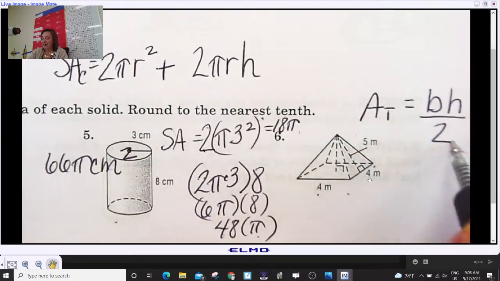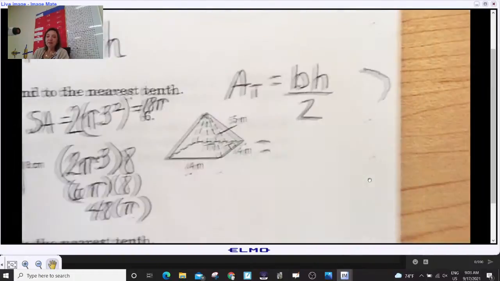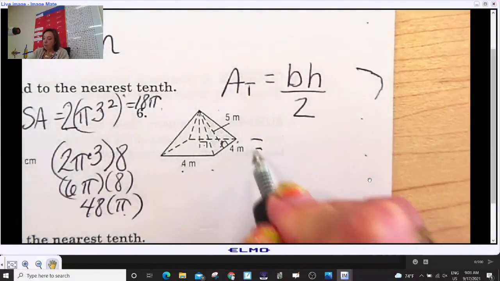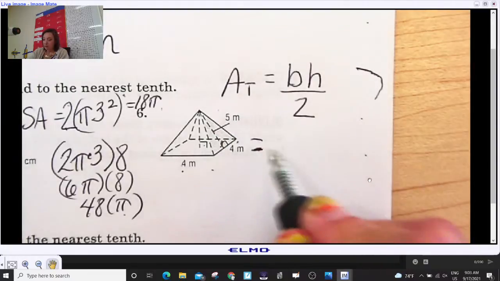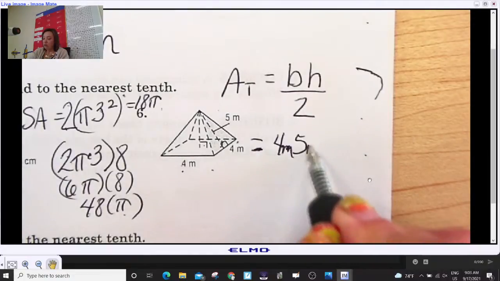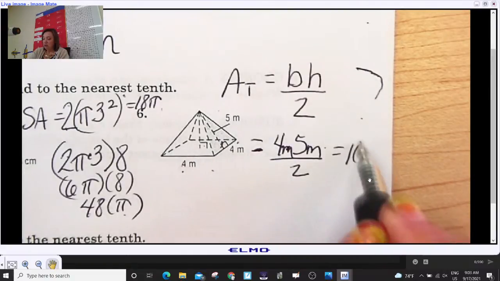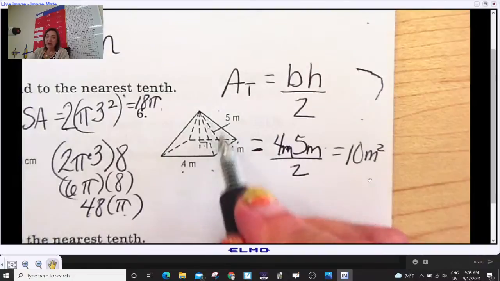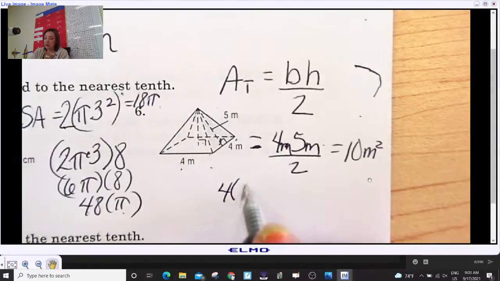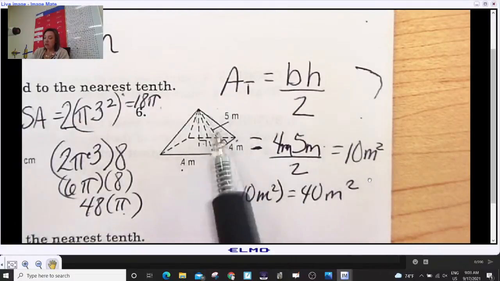Well, how do you find the area of a triangle? Base times height divided by 2, right? Or times 1/2. What's our base and our height on this triangle? 4 and 5. So we got 4 meters times 5 meters divided by 2. That's going to be 10 meters squared. Now that's the area of one triangle, but how many triangles do we have? 4. We have 4, so we'll do 4 times 10 meters squared, which is 40 meters squared, and that's the area of the triangles.